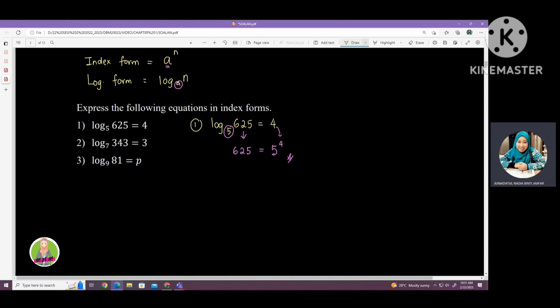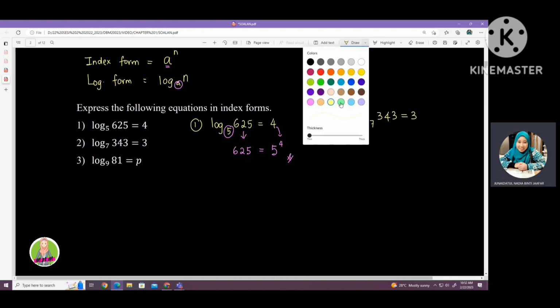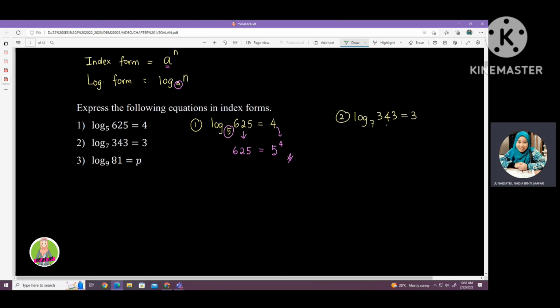Cuba contoh yang kedua. Ada log 343 base 7 equals to 3. So macam tadi, nombor ni kita tulis balik, 343 equal to. Base untuk log akan jadi base untuk index, so 7. And then equals to 3 akan jadi power. So jawapan dia lah 343 equals to 7 power of 3.